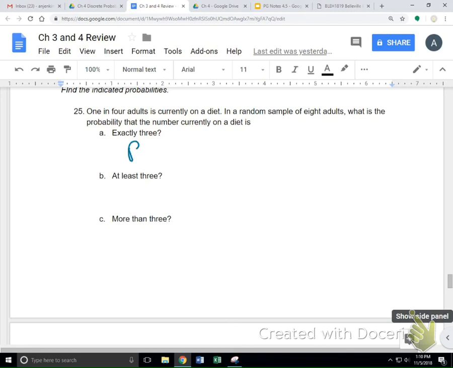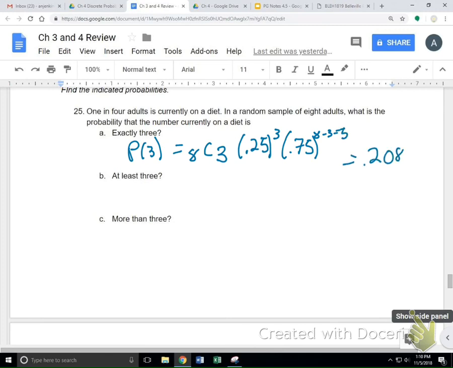And then 25, we have the probability of getting exactly 3. So you have 8 choose 3. This is just using that formula. Probability of it being true is 25%, 0.25 to the 3, 0.75. All that aren't true are failures. So we have, or aren't successes, are failures. So 8 minus 3, which is going to give that to be equal to 5. And we get 0.208.